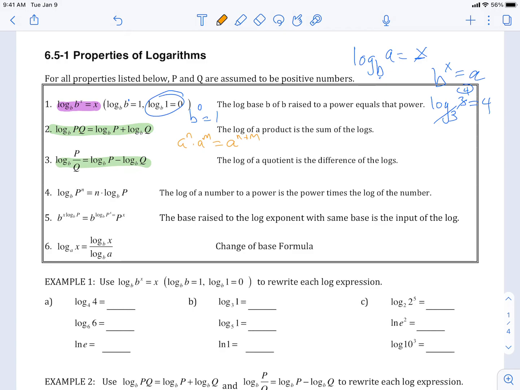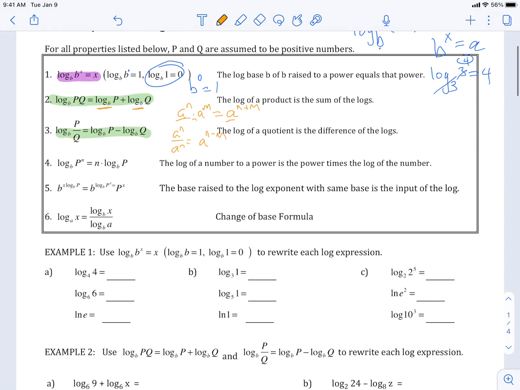What a lot of students forget sometimes is to write the log for both of these. Sometimes they'll just write log base b of p plus q. It's like, no, you have to include the log of both of these, just like we have the a written here, the single a, but here we have the double a for the exponents. Over here, it's the same thing with subtraction. P divided by q is log base b of p minus log base b of q. And again, we know that rule: a to the n over a to the m is equal to a to the n minus m. So again, these are very closely related to exponent rules.